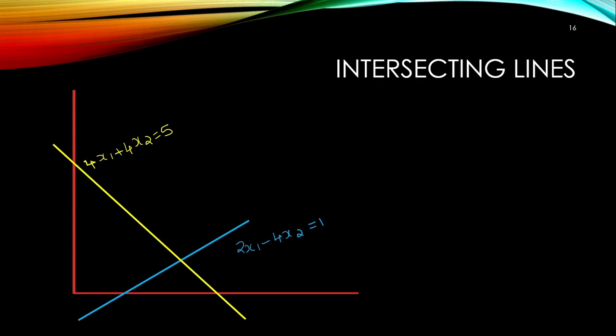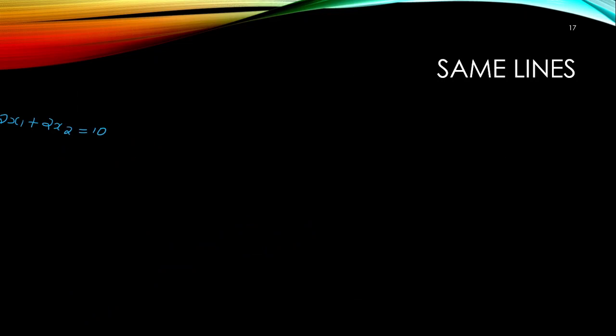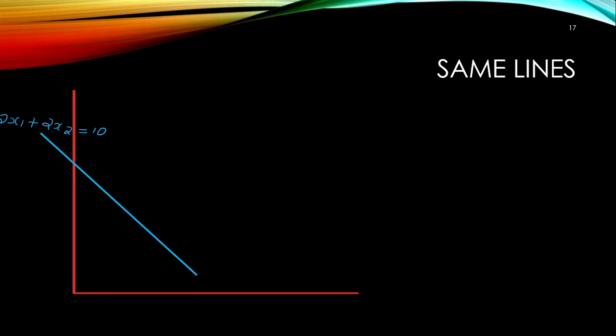Then we have another set of lines like this. The blue line represents the equation 2x1 minus 4x2 is equal to 1, and the yellow straight line represents the equation 4x1 plus 4x2 is equal to 5. Okay, and it intersects at exactly one point, and that means this set of equations has a unique solution. Then the third case is infinitely many solutions.